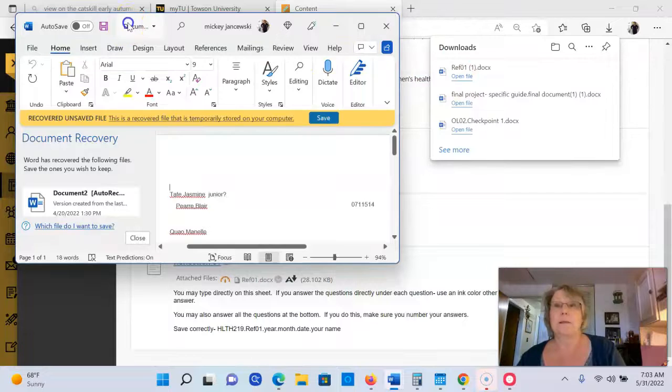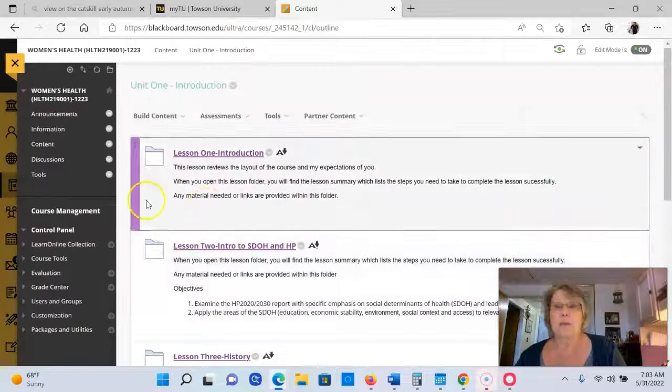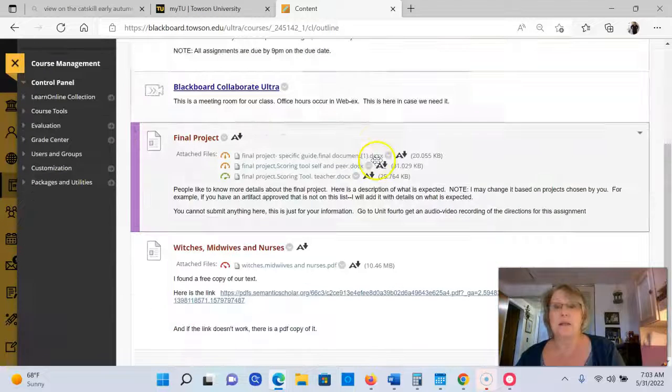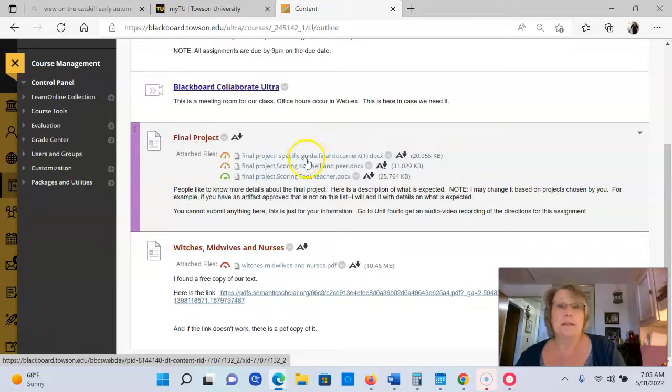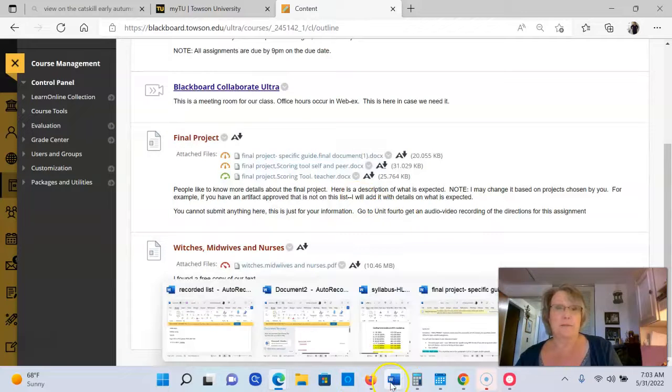Okay, pull this down. The only other thing I want to look at with you is what the final project is. If you go to the information section, the final project is here. I will also tell you where there is a recording of what I'm going to tell you. But if you look at it, this is the specific guideline for the document. It shows how you score yourself and peers and how I will score you. But I'm only going to open this first document, Special Guide Final Project Guidelines.